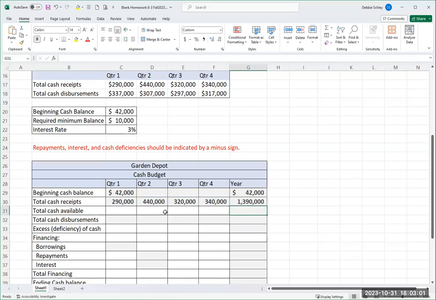So you see that this one, I can add them across. This one, it's not. It's going to be the beginning, and then down at the bottom when we get to the ending, it will be the same as the ending balance for quarter 4. But we're not there yet. Okay.